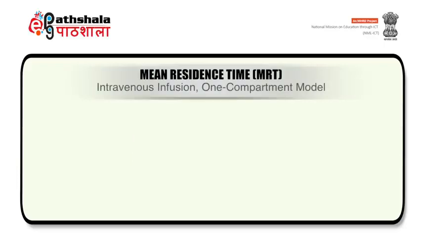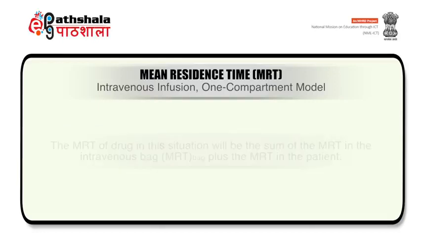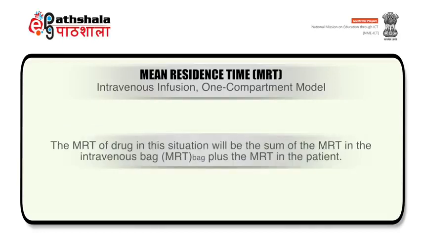Now coming to intravenous infusion, one compartment model. For an intravenous infusion where a drug in solution is infused intravenously into a patient at a constant zero order rate, this is limited to a drug that both distributes to a single compartment and is eliminated by a first order process. The MRT of drug in this situation will be the sum of MRT in the intravenous bag, that is MRT bag, plus the MRT in the patient.